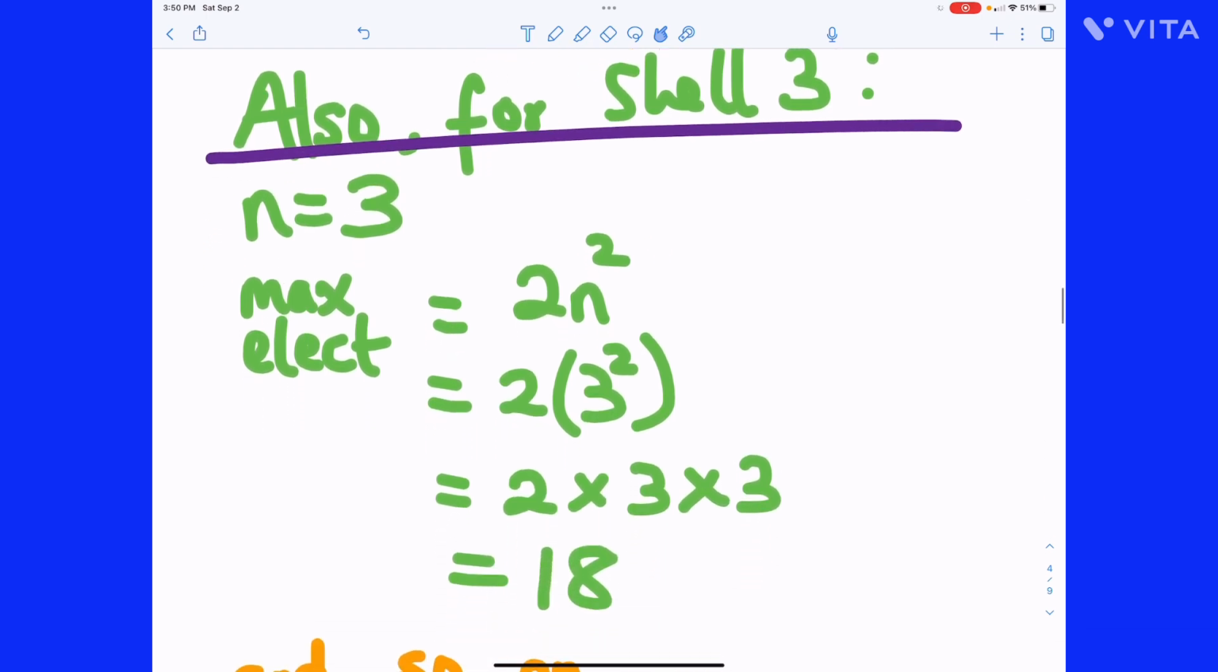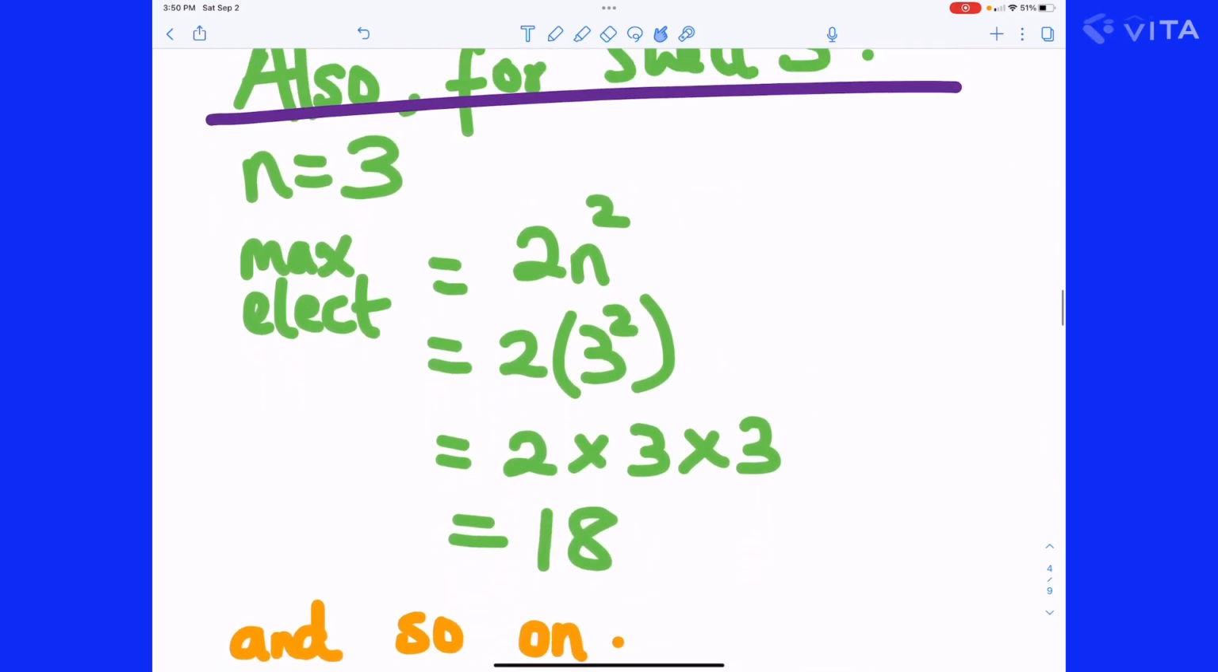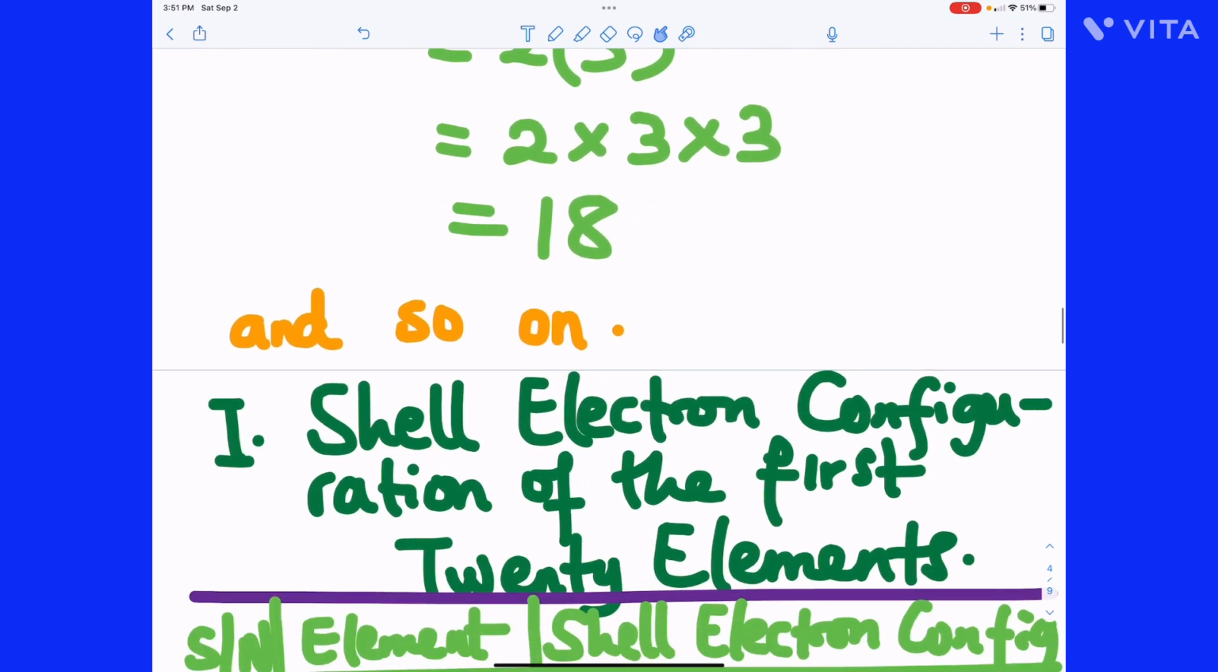Let's do it for the third shell, where n is equal to 3. When n is 3, we are in the third shell. Now, in the third shell, the maximum number of electrons that the shell can hold is 2n raised to power 2, where n is 3. That gives us what? 2 times what? 3 times 3. And that's what? 18. So the third shell can hold a maximum of 18 electrons, and so on.